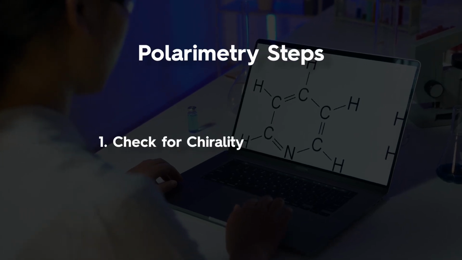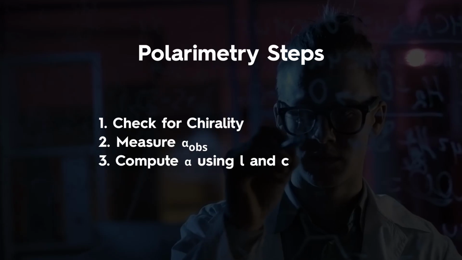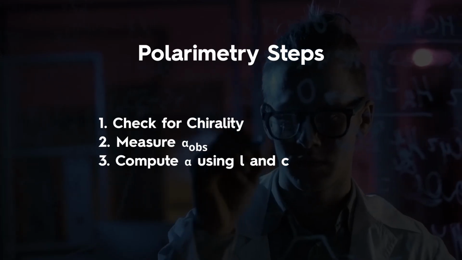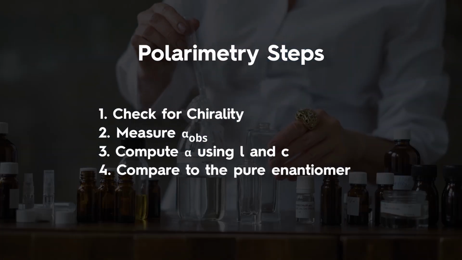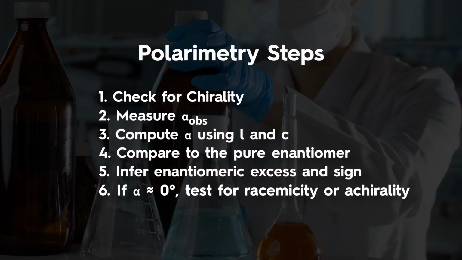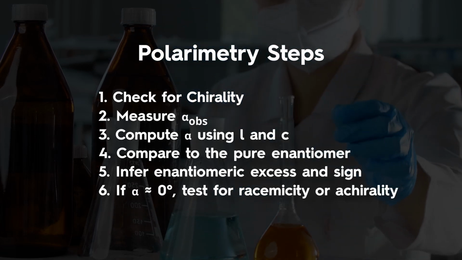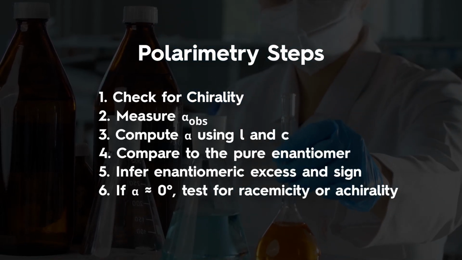Check chirality. Measure alpha under defined conditions. Compute specific rotation using L and C. Compare it to the pure enantiomer. Then infer enantiomeric excess and sign. If alpha is close to 0 degrees, test whether the sample is racemic or intrinsically achiral.